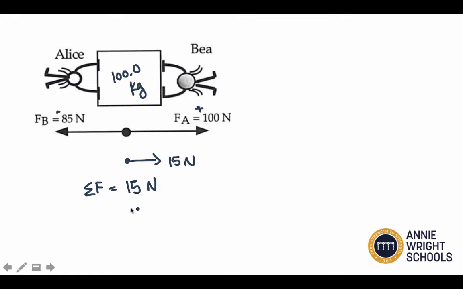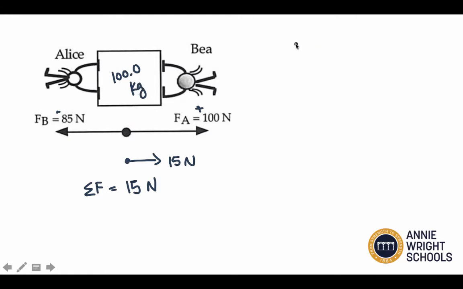The other thing we know is that this object weighs 100 kilograms. That's a mass. Oh, I just totally misspoke, didn't I? This object does not weigh 100 kilograms. It weighs 1,000 newtons. This object has a mass of 100 kilograms.